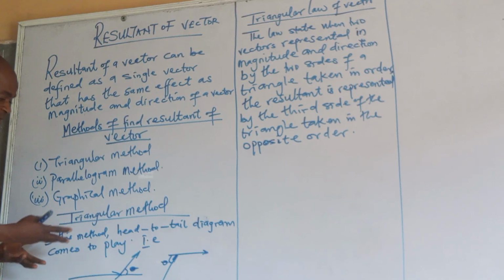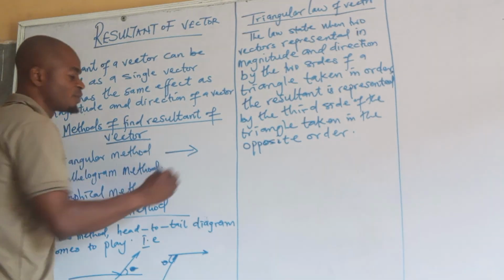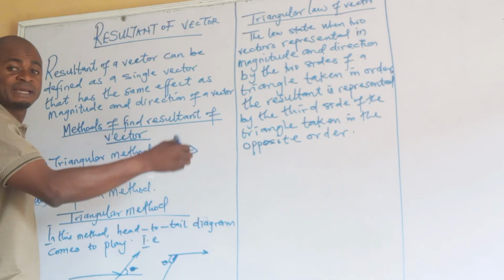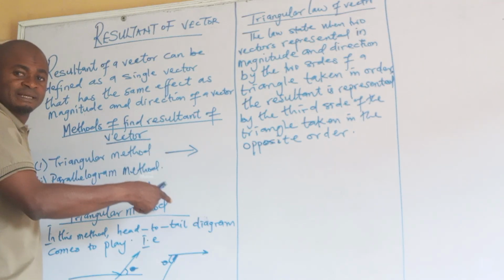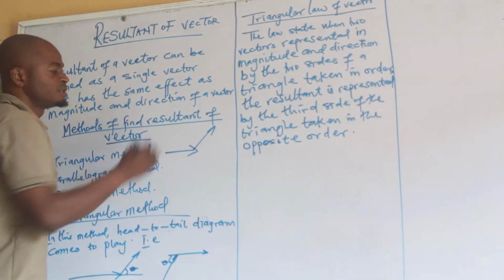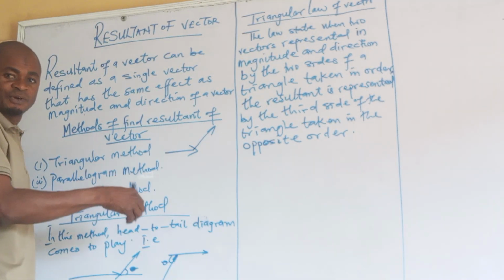Now I'm explaining what you understand by the triangular method. The triangular method, the definition of it is just like this. In a diagram, it must be head to tail. When I take head to tail, you can see the first vector moving this way. Then the second vector must not bring its own head into contact with this, like that of the parallelogram, but its tail will join the head of the other.